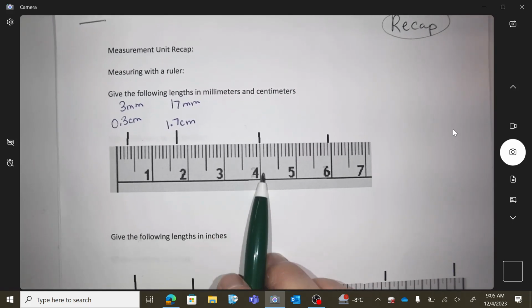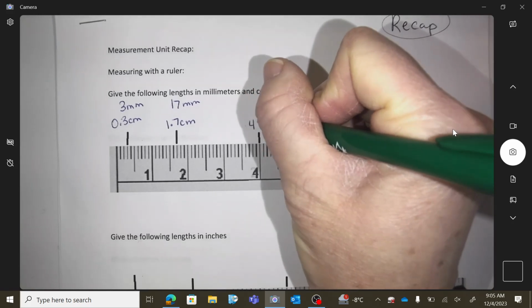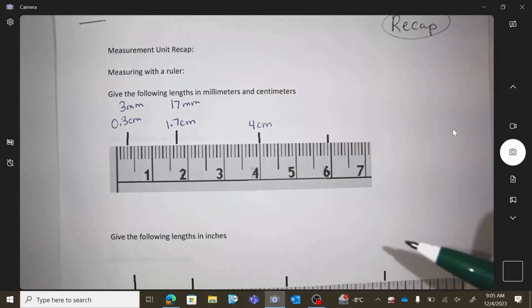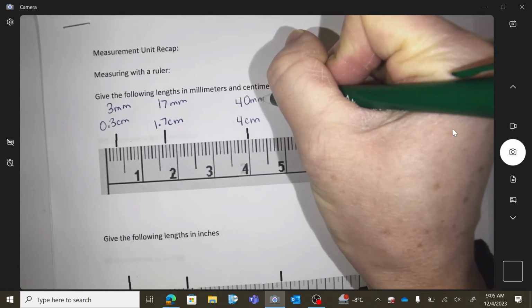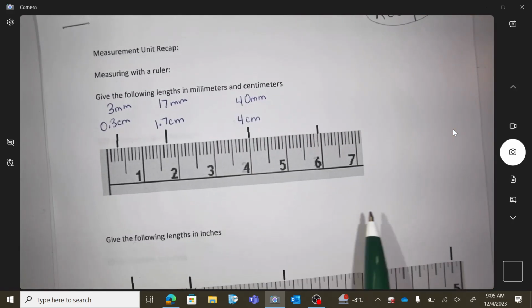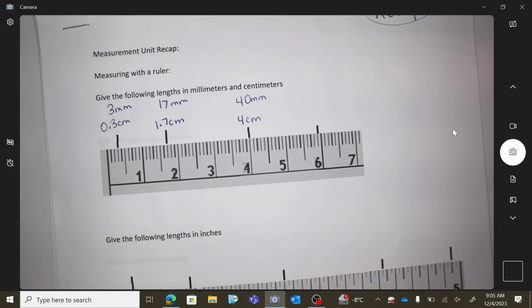Okay, the next one is exactly on the 4 centimeter mark. So then as a millimeter, that would mean 40. And last one on your own.